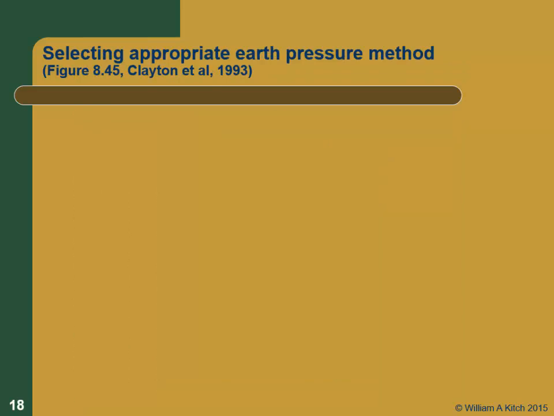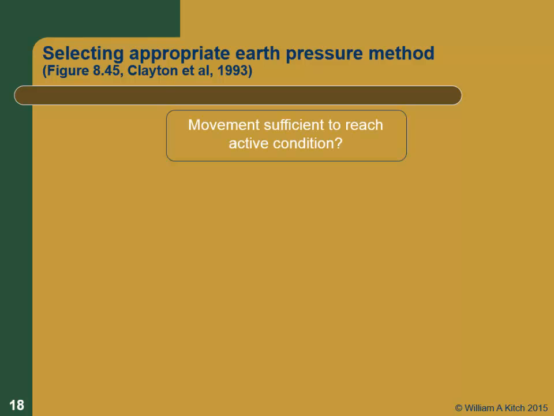So now let's talk about how to pick the appropriate earth pressure design method. This diagram comes from a text I used last time I taught this class, but I didn't like the text well enough to make you spend $150 on it. But this is a good figure. So these are a bunch of questions to ask yourself when you're designing a wall. The first one is, is the movement sufficient for me to achieve active pressures behind a wall?